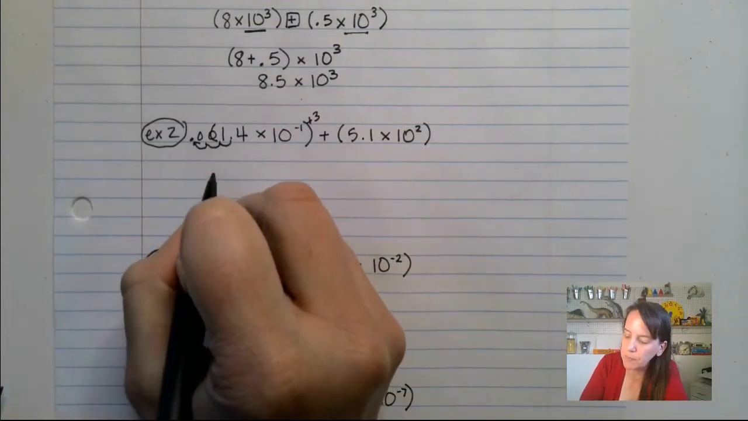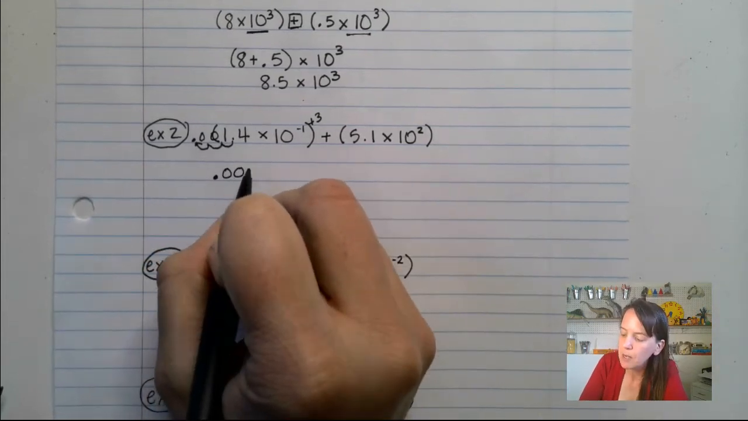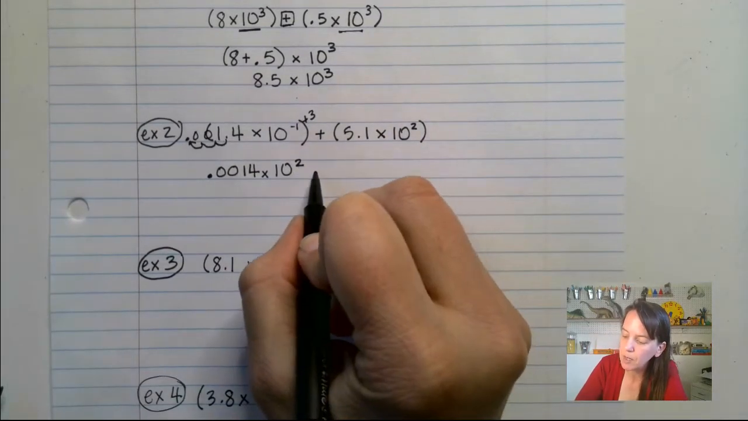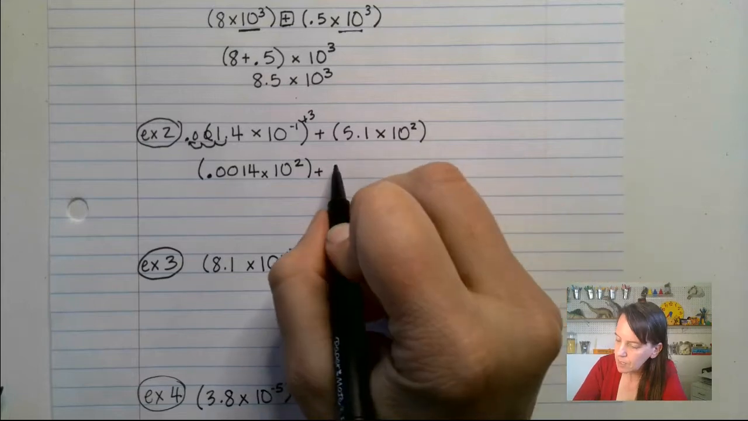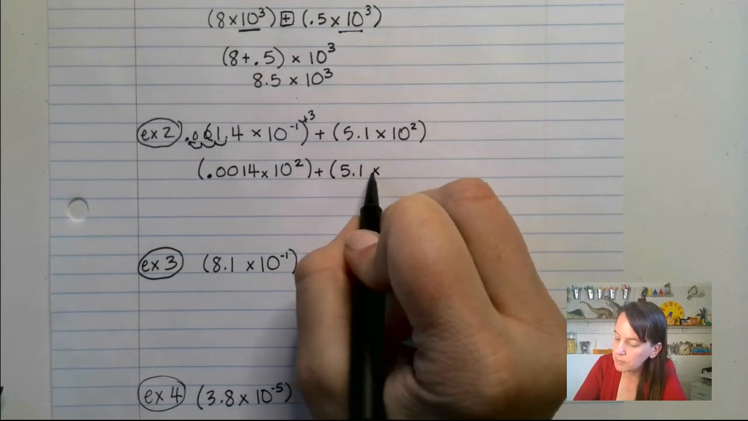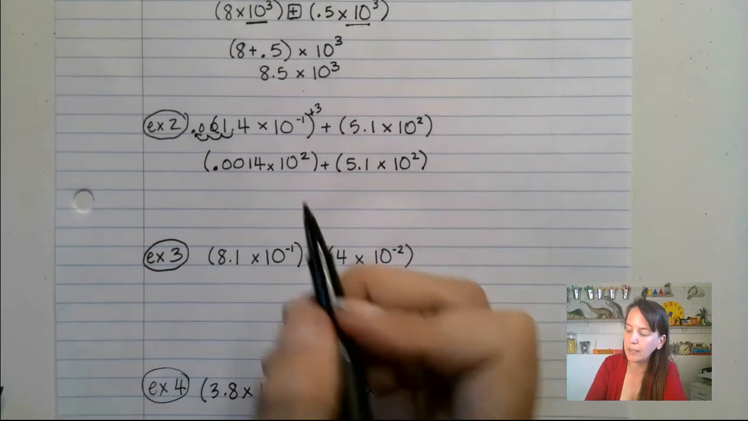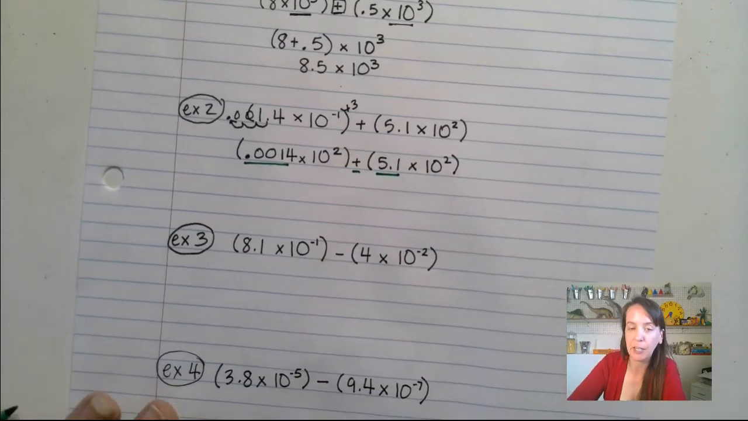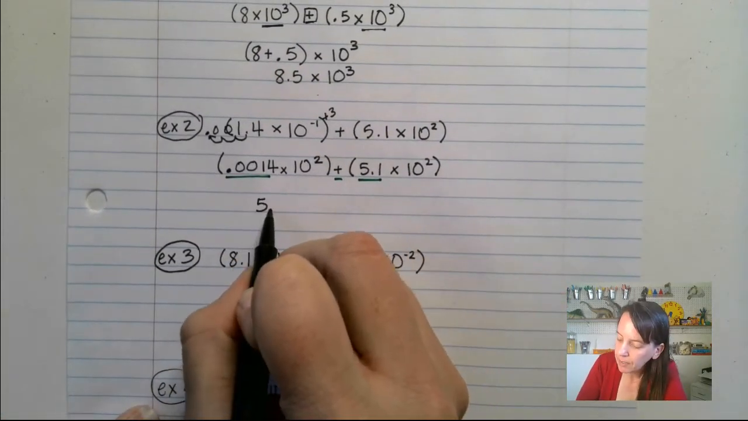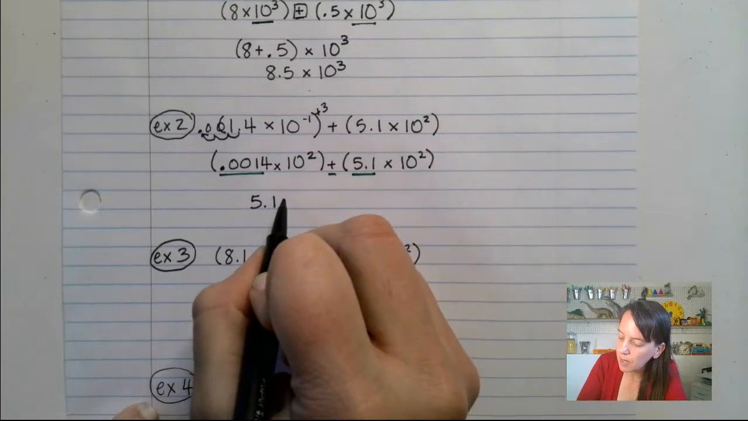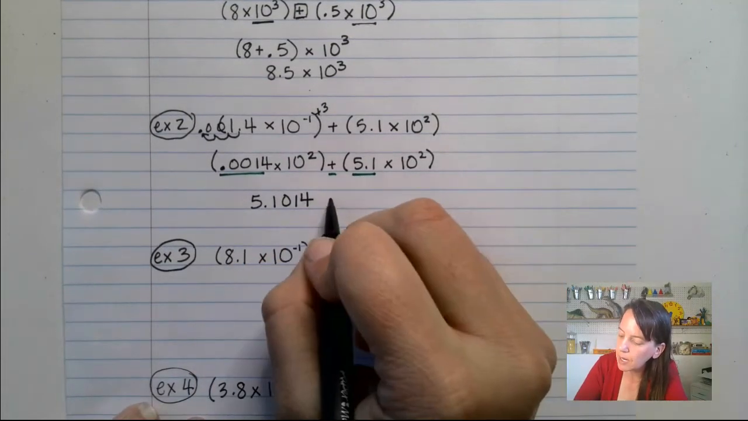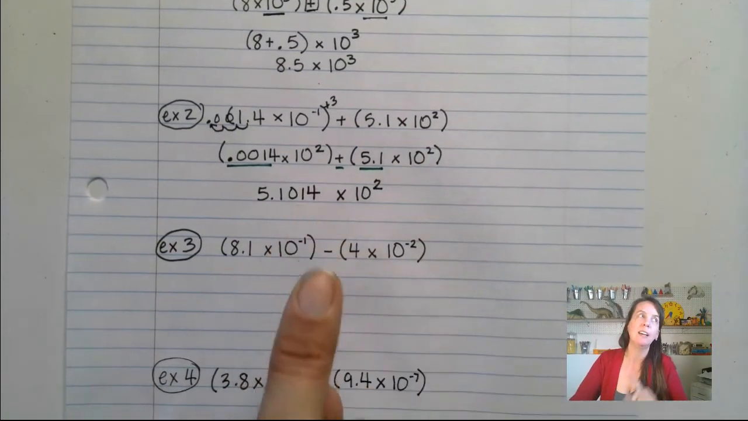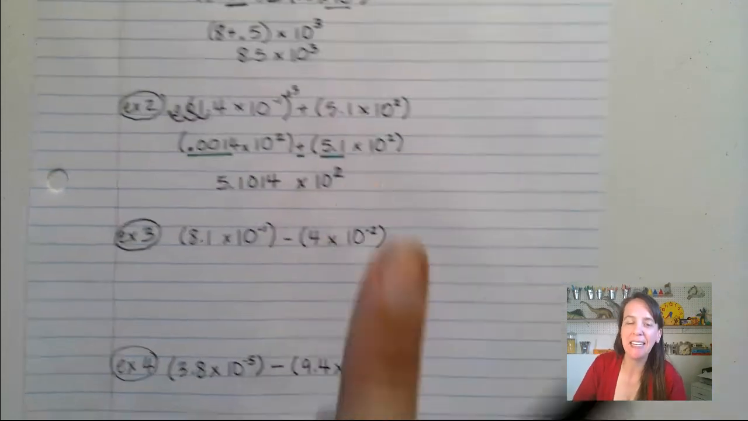So now my new scientific notation expression is 0.14 times 10, and then negative 1 plus 3 is 2, in parentheses here, and then 5.1 times 10 squared. Okay, so now what we're going to do is take this right here and add it to this right here. So we end up with 5.1014 times 10 squared. So that's 5 and 1014 10,000ths times 10 squared.